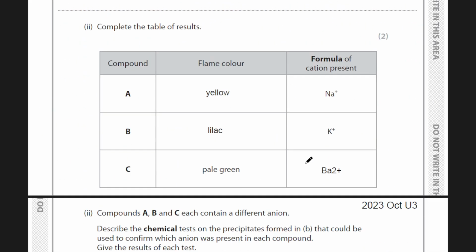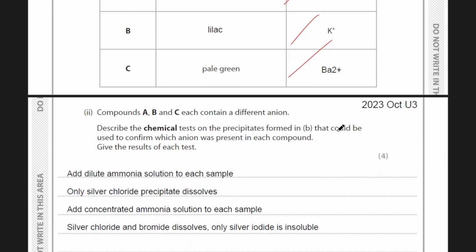They said here, complete the table of results. You have A, B, C, with flame colors yellow, lilac, and pale green. So these are the formulas of the cations present. You got this. So, next question.